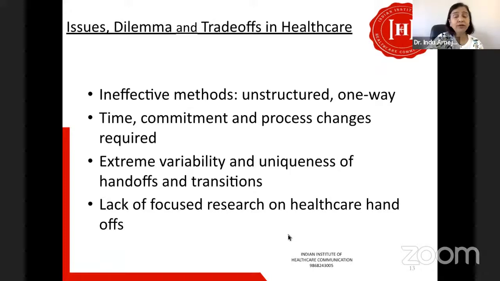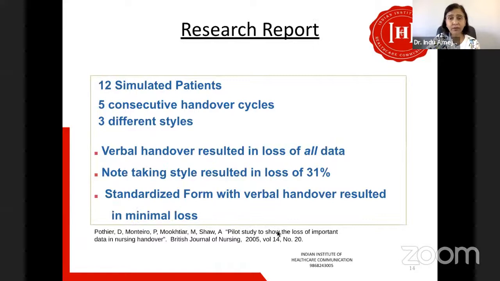So that means we do not have any substantial data to tell what is the right way of doing it. So this is one report I'm sharing with you. In this, 12 simulated patients were handed over and 5 consecutive handover cycles were performed, but 3 different styles were used. In one style, it was just verbal handover. In the second one, it was mainly written, what we are using right now in most of our hospitals. And the third one was that there's a standardized form and also verbally you hand over. So they compared the results of these 3 styles.